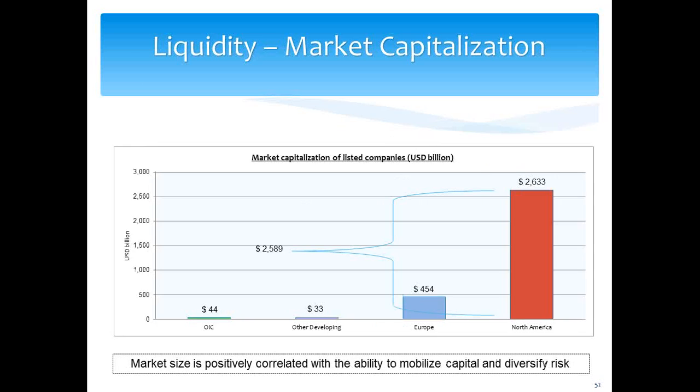However, when we look at this from a different angle, we see the same variable, market capitalization, in terms of dollar value. And then we can see a stark difference in the actual depth. Not only do our OIC countries have the lowest percentage of GDP, they're significantly behind in the actual dollar value of market capitalization. The difference is a little over $2.5 trillion, which is alarming.